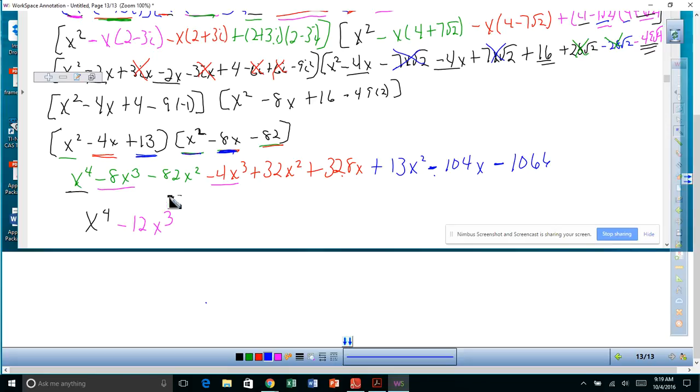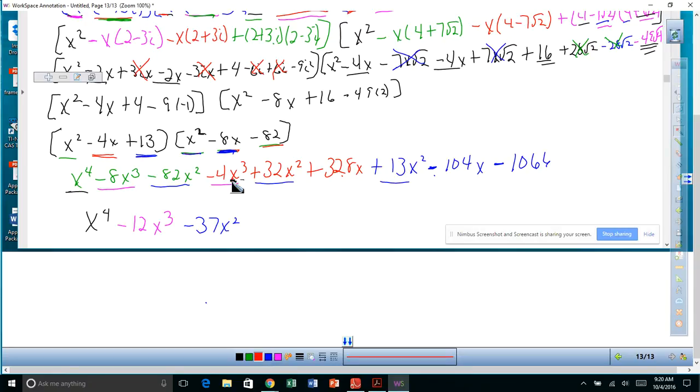And let's see what we've got here. Negative 82x squared plus 32x squared plus 13x squared. Any other x squareds? No. So negative 82 plus 32, that's going to give you negative 50. Negative 50 plus 13 will give you negative 37x squared. Good.